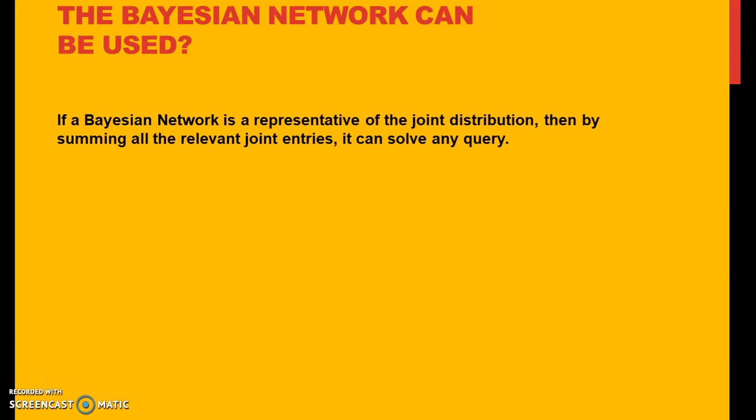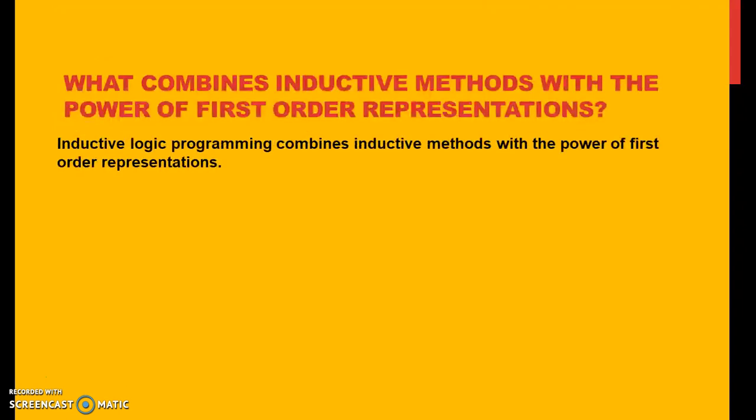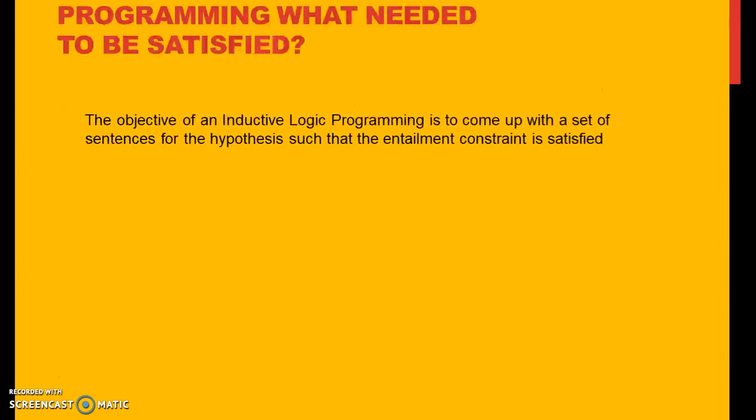What can a Bayesian network be used for? If a Bayesian network is representative of the joint distribution, then by summing all the relevant joint entries, it can solve any query. What combines inductive methods with the power of first order representations? Inductive logic programming combines inductive methods with the power of first order representations.